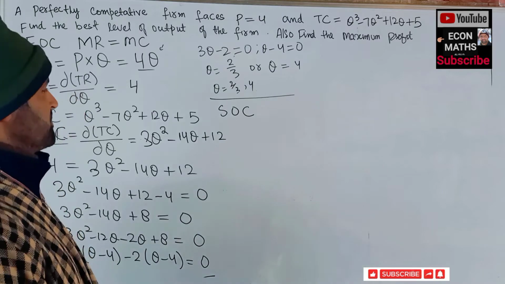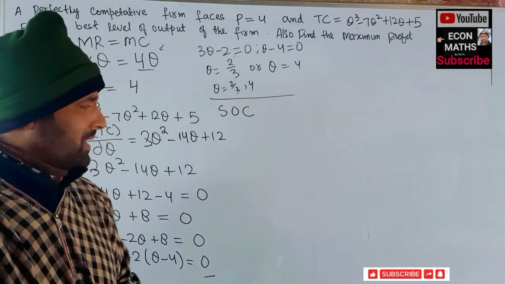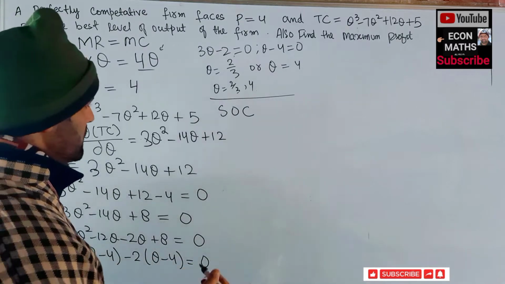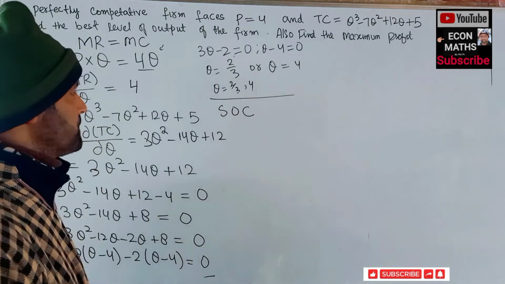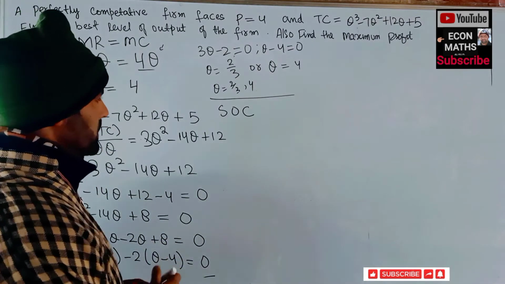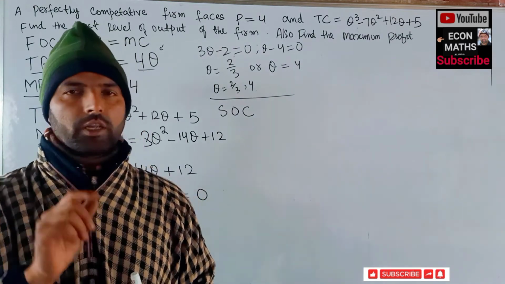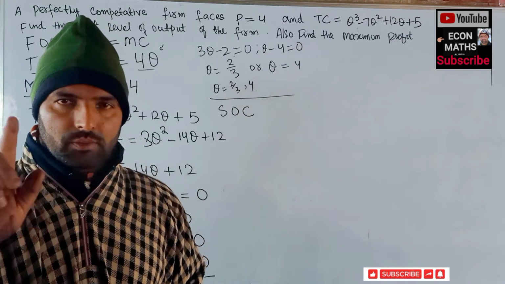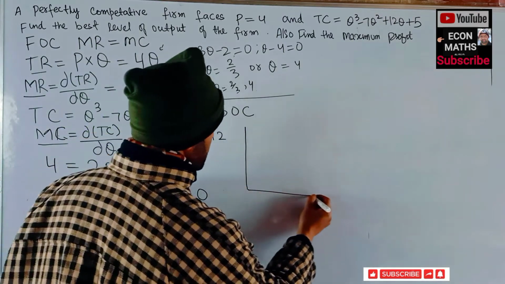Okay, now for our second order condition, first of all I will just try to make the graph. So I will show you graphically further. Second order condition requires that at the equilibrium point, that is where marginal revenue is equal to marginal cost, the marginal cost must be rising. So I will show the graph first, then I will rub this out.